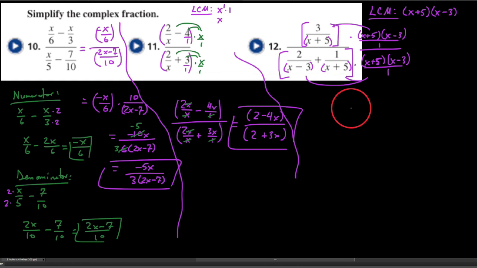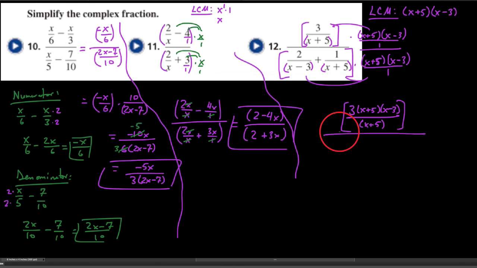What we get on top is this. We get 3 times x plus 5 times x minus 3, all over x plus 5 times 1. So our new numerator expression is this here. And as we go down to the denominator, we would get 2 times x plus 5, x minus 3, all over this x minus 3 here. And this is all plus now 1 times x plus 5, x minus 3, and this is all over x plus 5 right here.